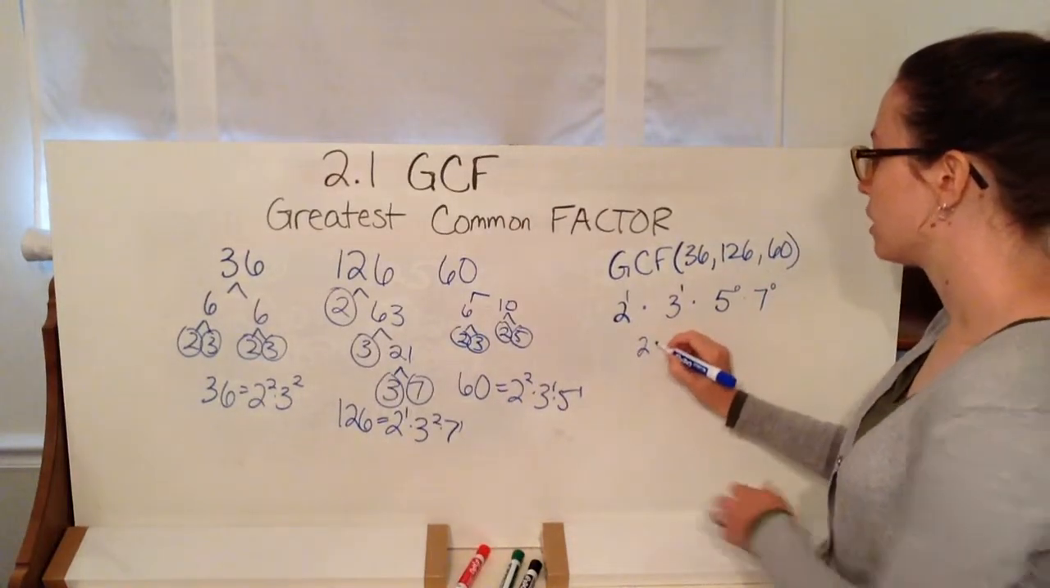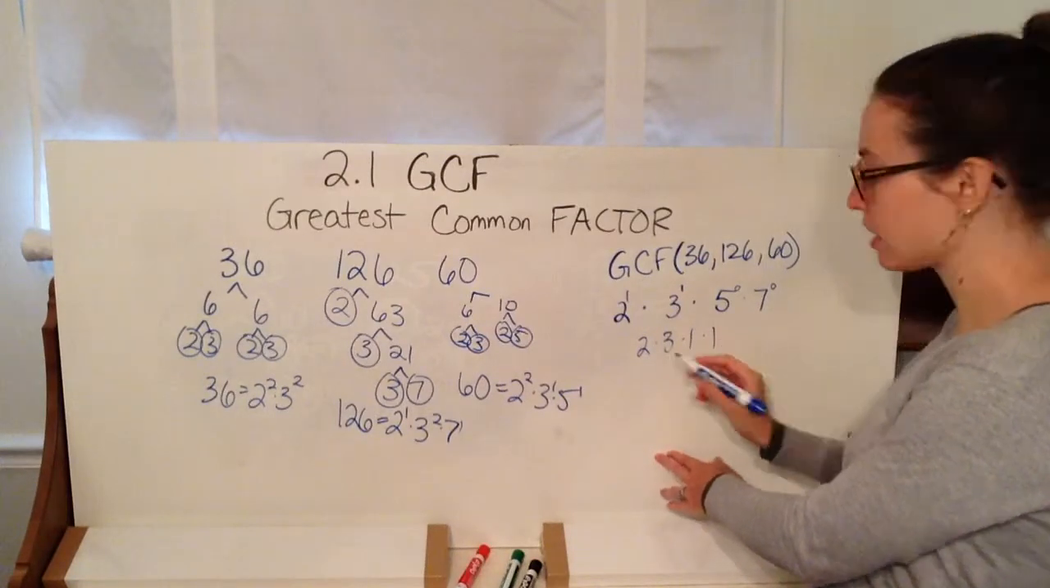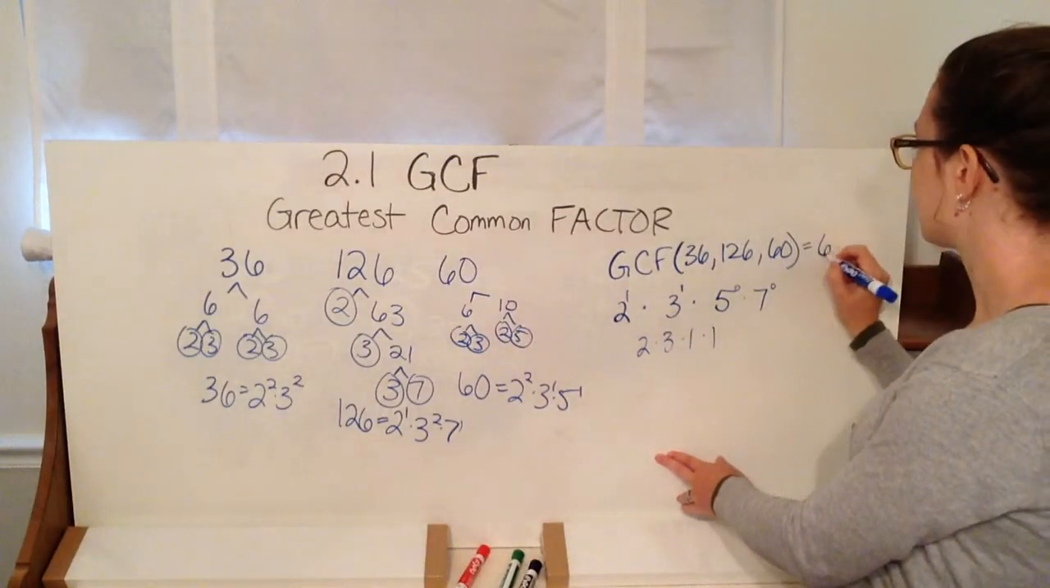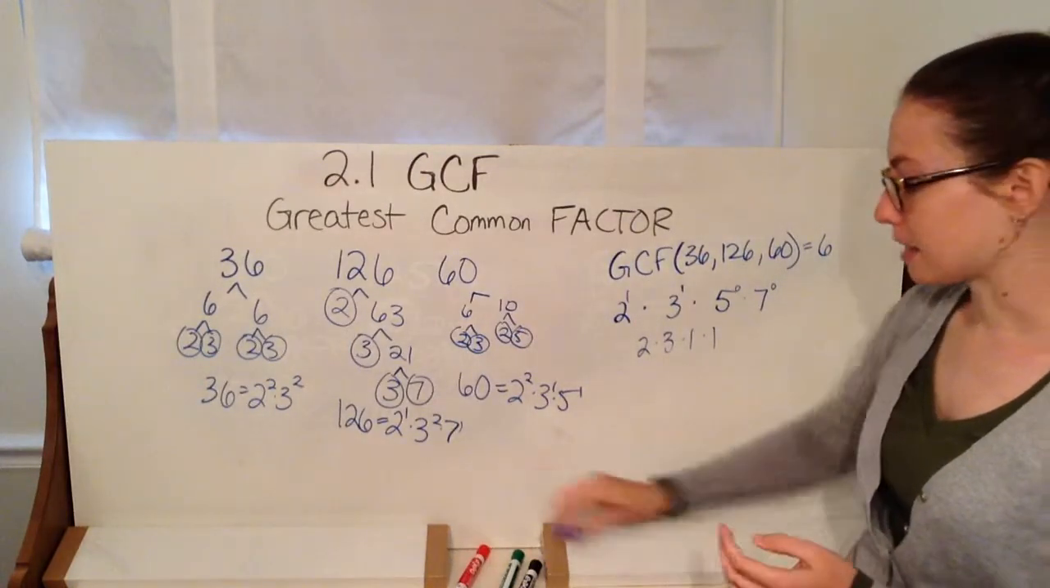I have 2 times 3 times 1 times 1. Anything times 1 is the same thing. 2 times 3 is 6. The greatest common factor of those 3 numbers is 6.